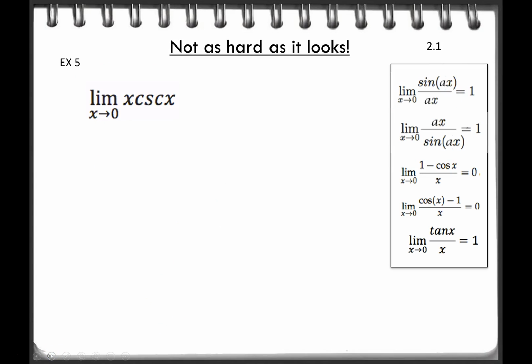Whoa, this one looks hard, but guess what? It's not as hard as it looks. Well, the first thing you say is, holy moly, cosecant x. Remind myself what that is. Well, cosecant x is actually equal to 1 over sine x. You memorize that in pre-calc. So we need to rewrite this as the limit as x approaches 0 of x times 1 over sine x.